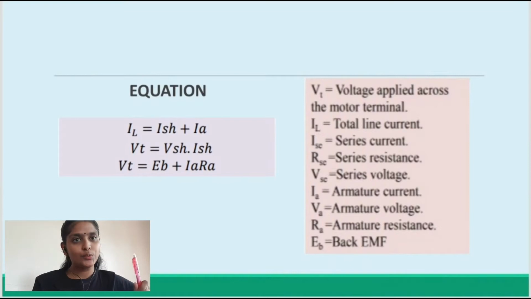There are three equations for the shunt DC motor. First, IL is equal to ISH plus IA, which means total line current is equal to shunt current plus armature current. The second one is VT is equal to VSH, which means voltage applied across is equal to shunt voltage, times ISH, the shunt current. And the third one is VT is equal to EB plus IA RA. It means voltage applied across is equal to back EMF plus armature current times armature resistance.